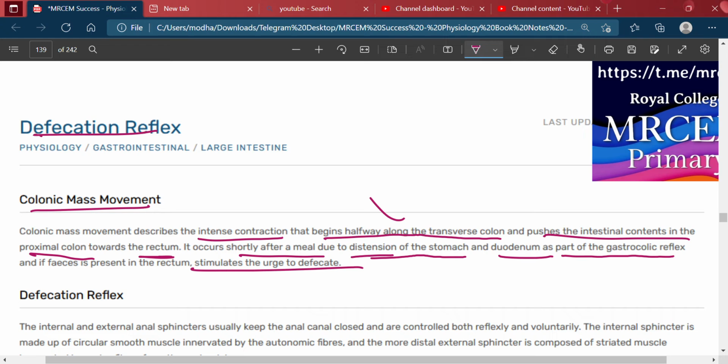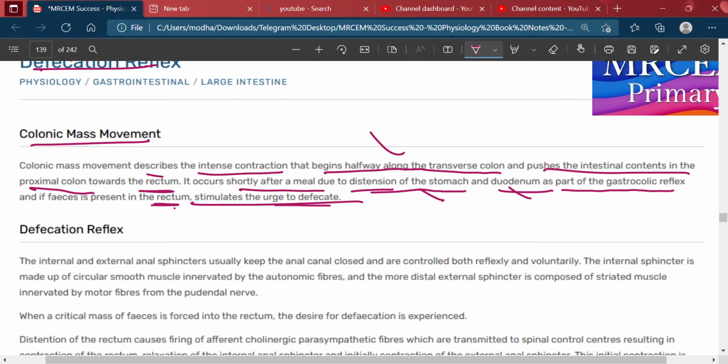What is the colonic mass movement? The colonic mass movement describes the intestinal contraction that begins halfway along the transverse colon and pushes the intestinal content into the proximal colon towards the rectum. It occurs shortly after a meal due to distension of the stomach and the duodenum as part of the gastrocolic reflex. And if feces is present in the rectum, it stimulates the urge to defecate. That's the colonic mass movement.